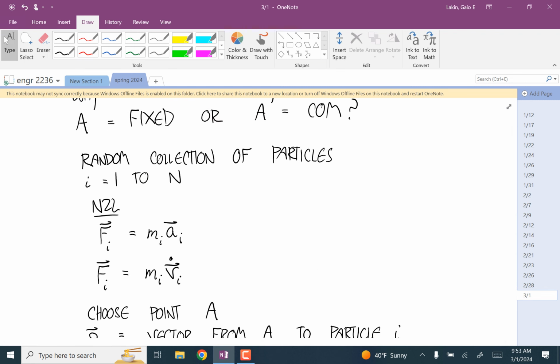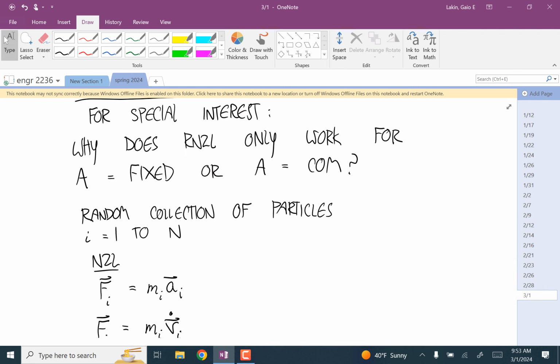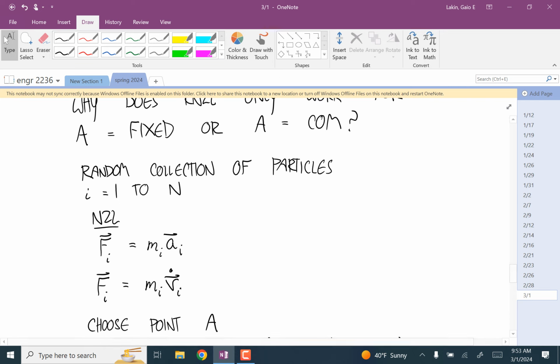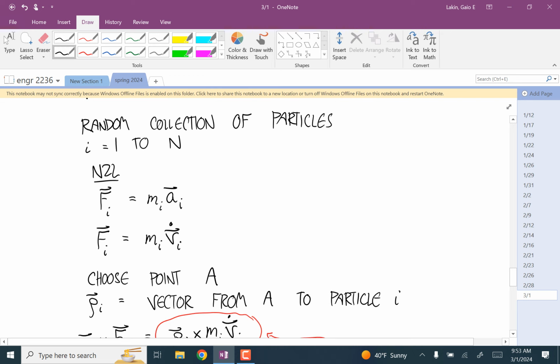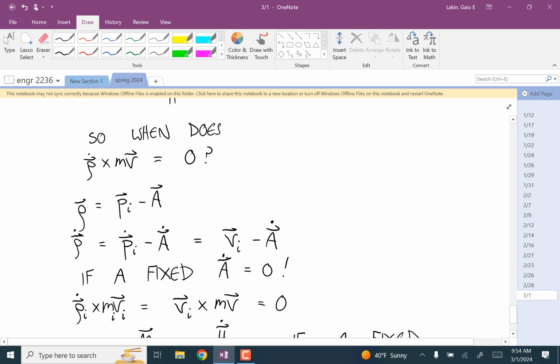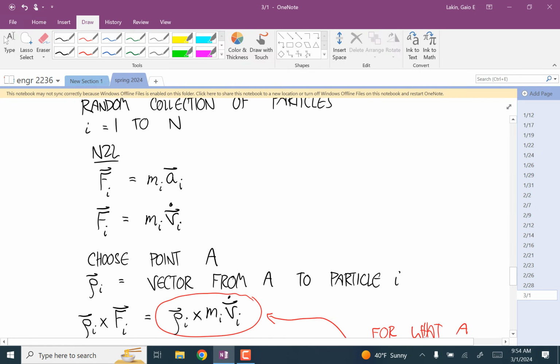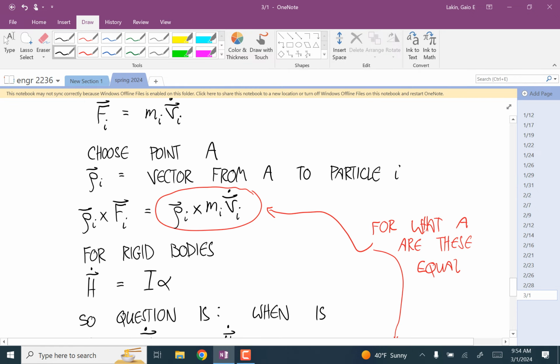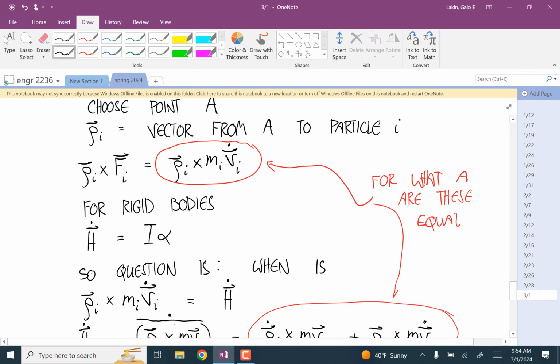The two take-home things that are useful for understanding this: first, the rotational Newton's second law, the moment equation, comes directly from starting with Newton's second law and taking the cross product of rho with both sides for each particle. Maybe you'd never heard that before. And second, there are only two cases where this circled term reduces to H dot, and that is for A fixed and A at the center of mass. That's all.